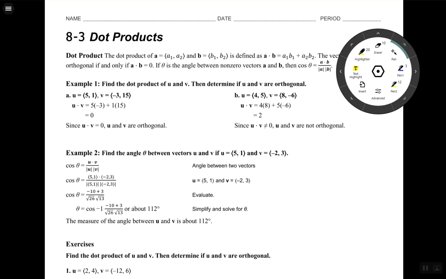We're started. Good morning. Everybody got the paper at the door? Yes. All right. So today we're going to do dot products. It's a physics thing. Just accept it and move on.